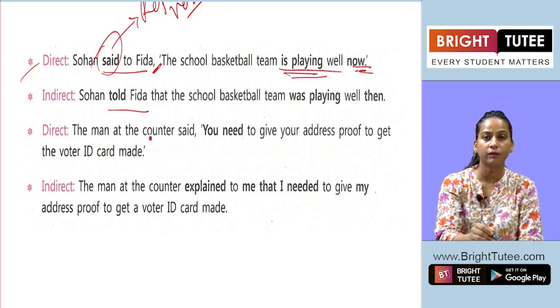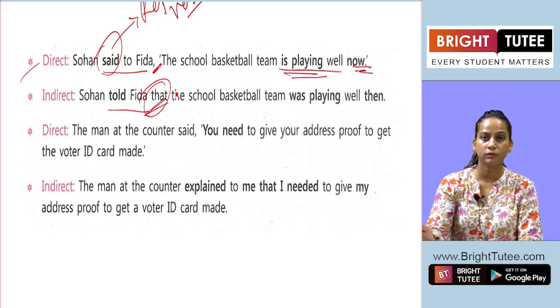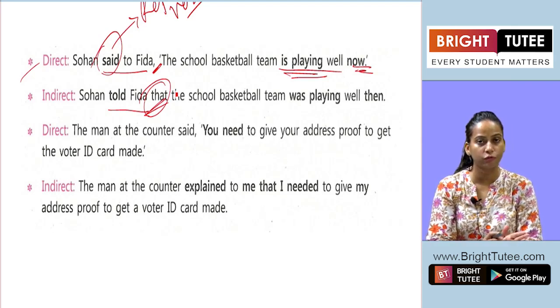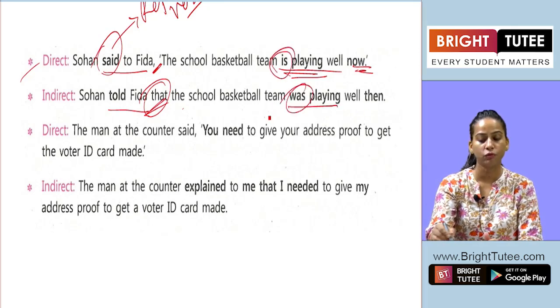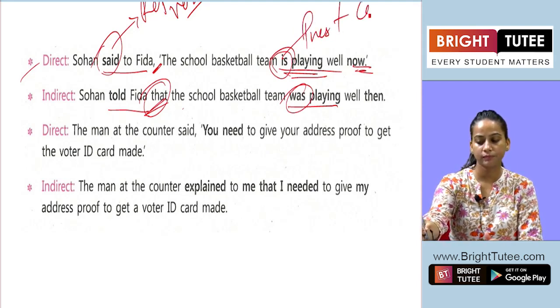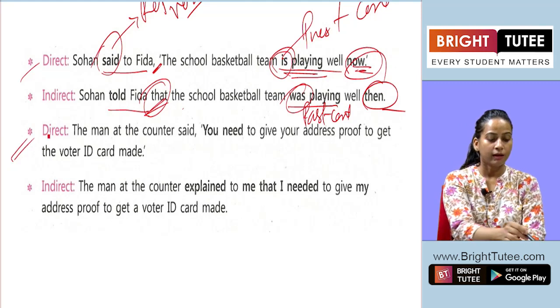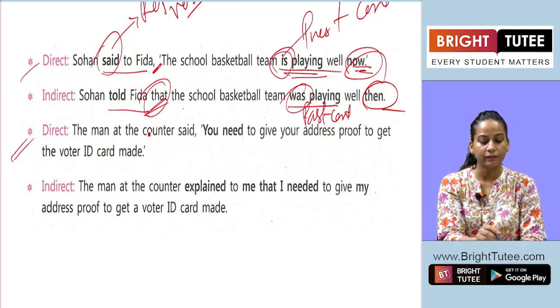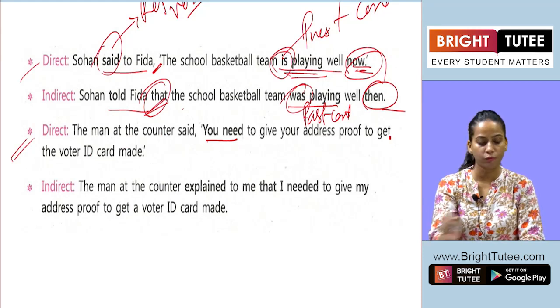So we'll remove that inverted comma, and most of the time we are using that. Clear? Before starting with the reported statement, we have to use that here. The school basketball team was playing well then. Is will change into, here the present continuous it is, that changes into past continuous, and now will change into then.